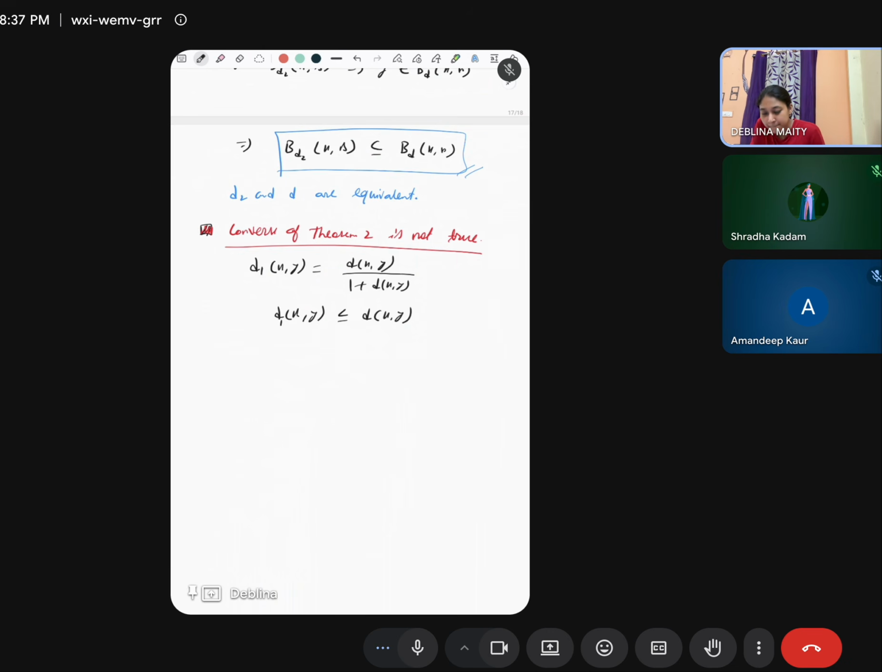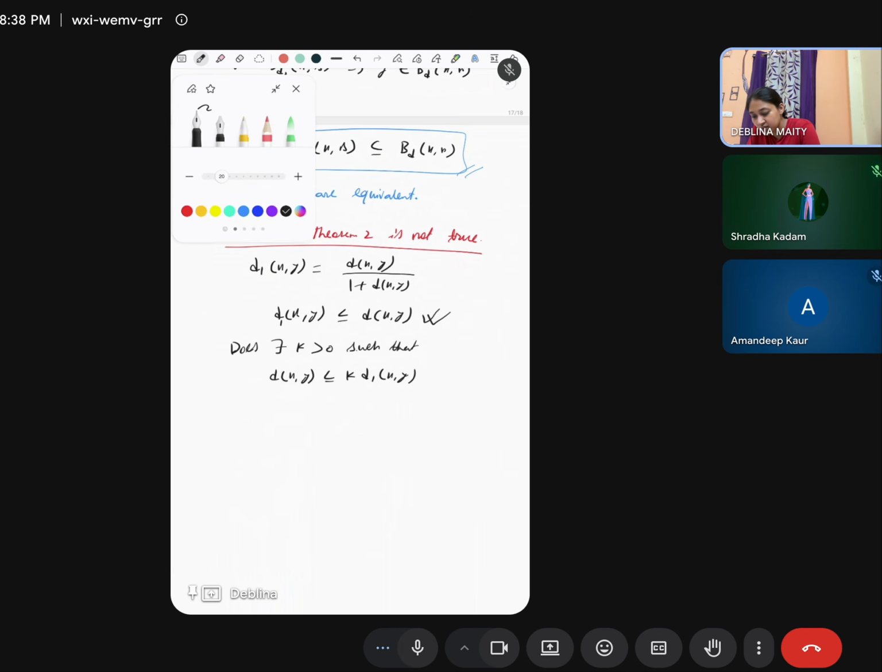Okay, now the question is, does there exist some k greater than 0 such that d(x,y) is less than or equal to k times d1(x,y), right? This is the question. Now suppose it happens. So suppose this is true.